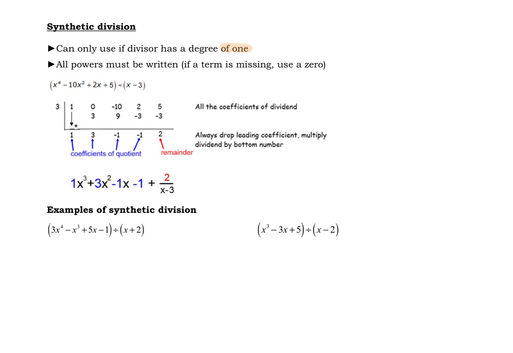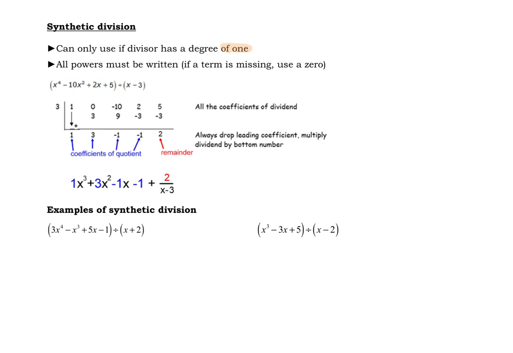So I have the coefficient in front of x to the 4th is 1. I'm missing x to the 3rd, so I put a 0. The coefficient in front of x squared is negative 10. The coefficient in front of x is 2. The constant term is 5. So first thing that we notice, and we write those down in our division.